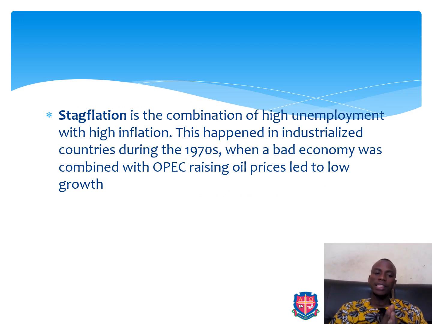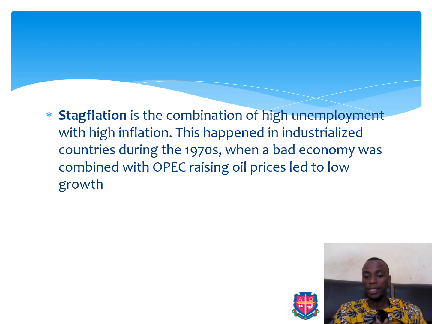Then another term we talk about is stagflation. It's a combination of high unemployment and high inflation. We said in our previous video on unemployment that unemployment is a situation whereby people are willing and able to work, but they can't find jobs. So with stagflation, many people are willing and able to work, but they can't find jobs, but at the same time, the prices are high. Can you imagine? That's stagflation.